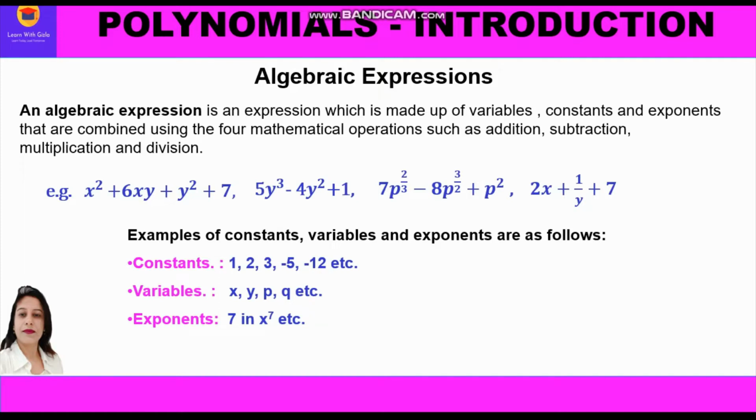So all these are a few examples of algebraic expressions. Now what are constants, variables and exponents? Let us see. Constants are numbers like 1, 2, 3, -5, -12, -27. Variables are any of the 26 English alphabets we have, so we can take any variable from there. We can take a, b, c, we can take x, y, p, q, and exponents are the powers of the variable, like 7 in the case of x raised to power 7 and so on. So basically, an algebraic expression comprises variables, constants and exponents combined together with four mathematical operations.